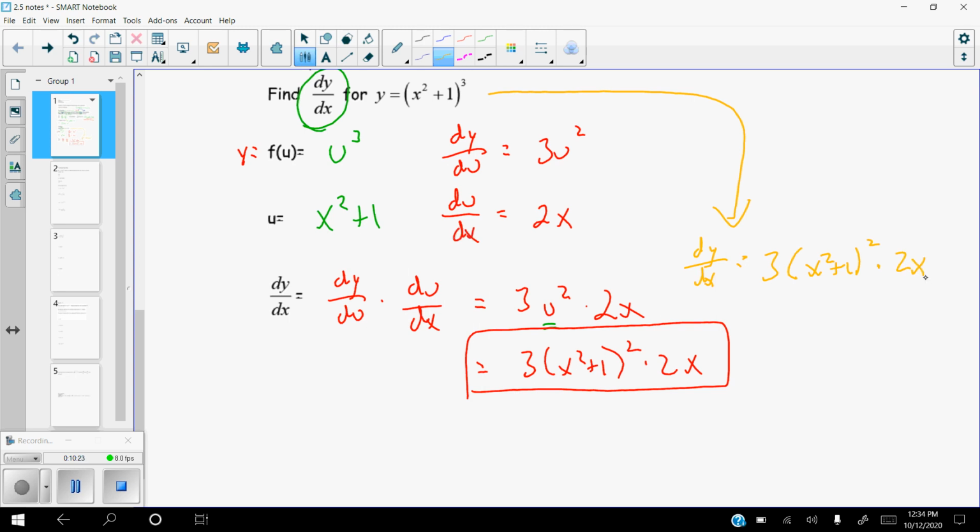And then obviously the last step that I could do, because I didn't do this, I could clean this up a little bit. I can bring the 2x out to the front and multiply it. So you would just get 6x times x squared plus 1 squared. That's the most simplified form.